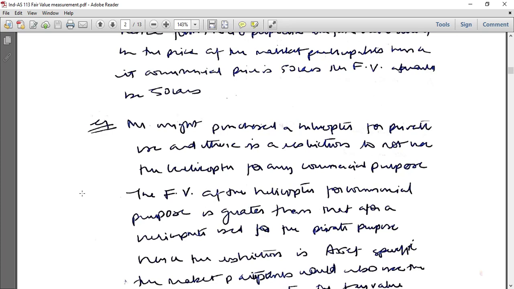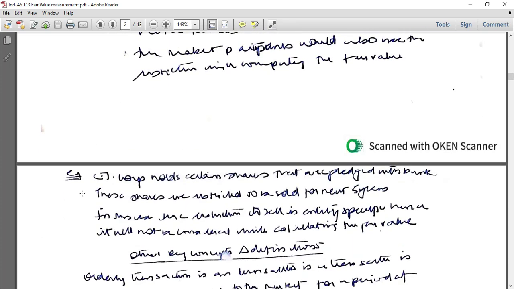City Corp has certain shares that are pledged with the bank. These shares are restricted to be sold for the next 5 years. The restriction to sell is entity specific, hence it will not be considered while calculating the fair value.